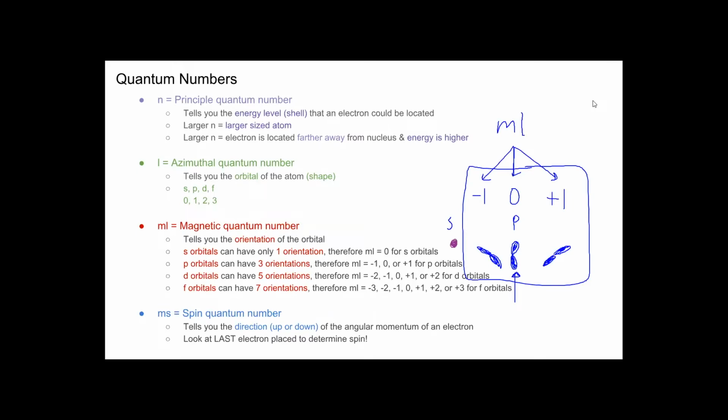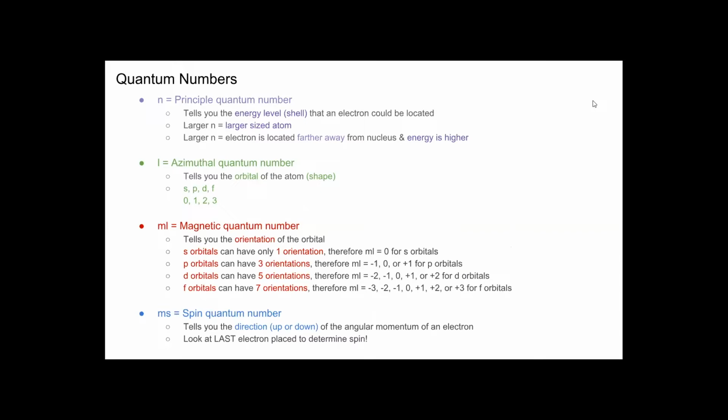L will tell you the shape, and then the ML will tell you how that shape is oriented in space. So like straight, or diagonal, or diagonal to the right. And then lastly, we have the MS, which is the spin quantum number. This tells you the direction, up or down, of the angular momentum of an electron. To determine the MS number, you must look at the last electron placed to determine the spin, and actually to determine all these quantum numbers too. Okay, so that was a lot.